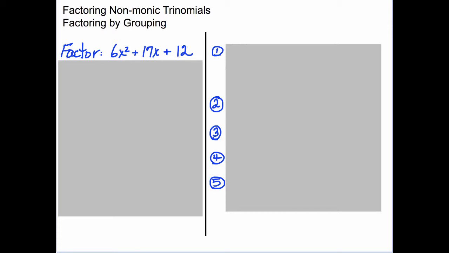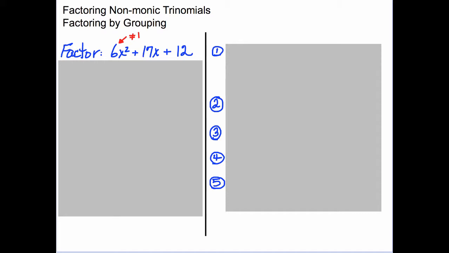In this video, we're going to learn how to factor non-monic trinomials by grouping. So let's first understand what the word non-monic means. What non-monic means is that the lead coefficient, in this case the coefficient of x squared, is not 1. So it is not equal to 1. And in this case, 6 is not equal to 1. So this is a non-monic trinomial.